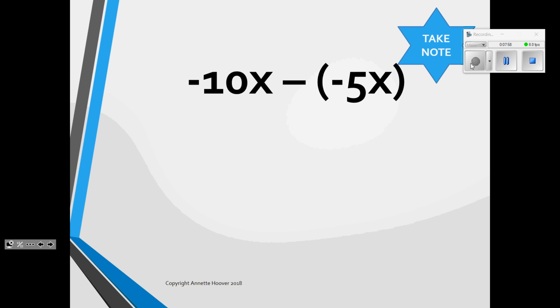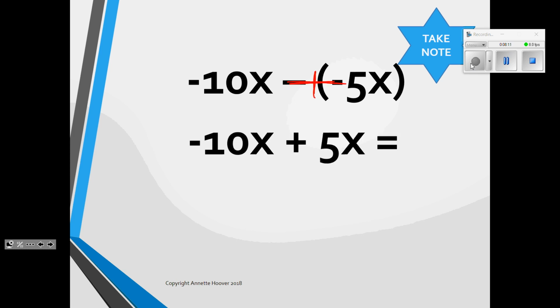Okay, here's another one, algebraic expression. Negative 10x minus a negative 5x. If we add the opposite, or do our click, click, this becomes a giant plus sign, and we have negative 10x plus 5x. Different signs.